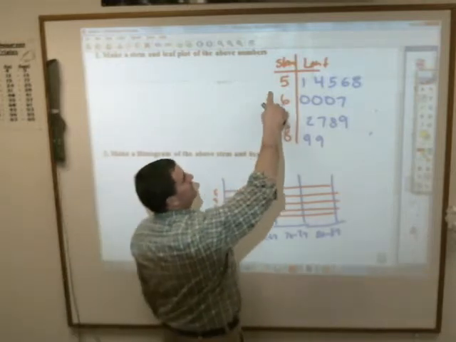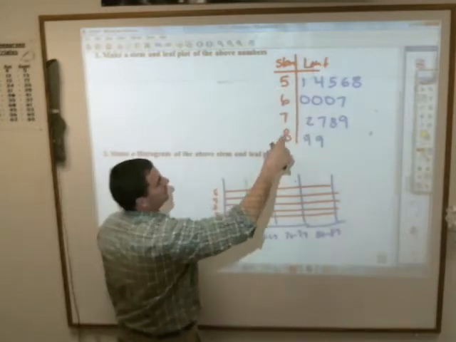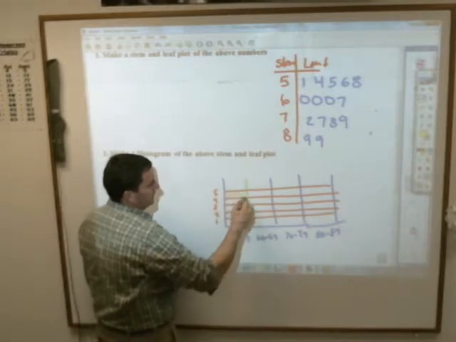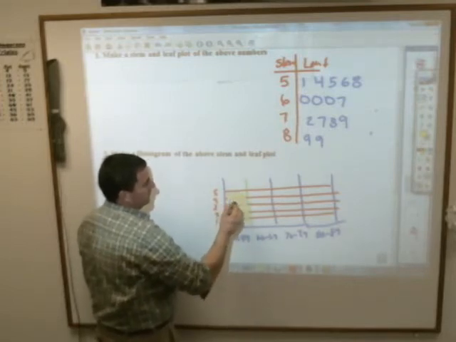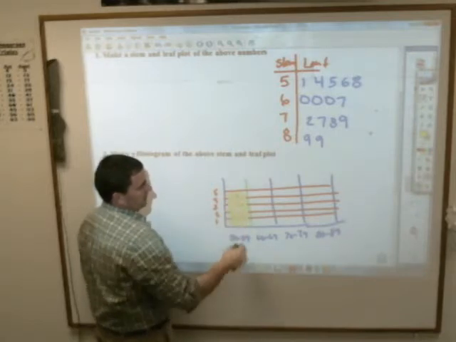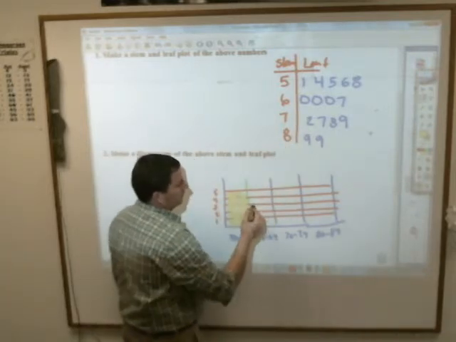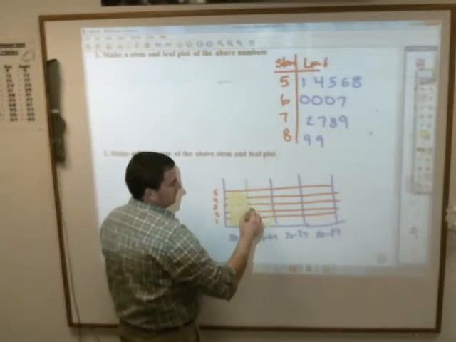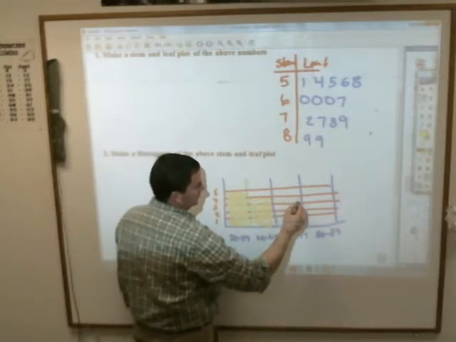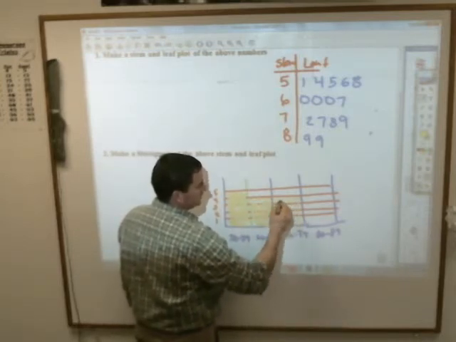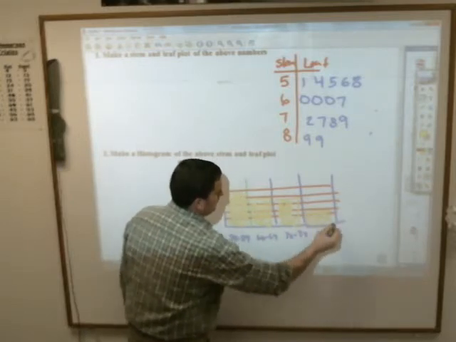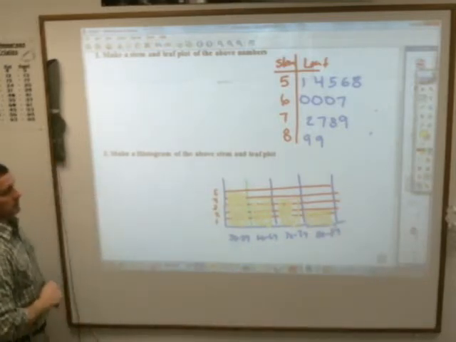So in the 50 through 59 category, you have 1, 2, 3, 4, 5 numbers. So you would draw a bar graph that goes up because it's 5. You have 5 numbers in that range. In the 60 to 69 range, you only have 4. So it would only go up 4. In the 70 range, you have 4. And in the 80 range, you have 2. That is your histogram.